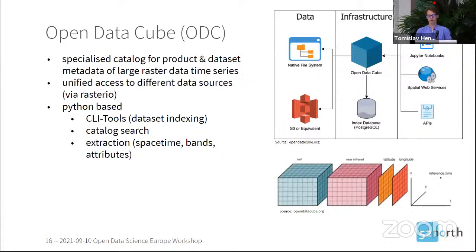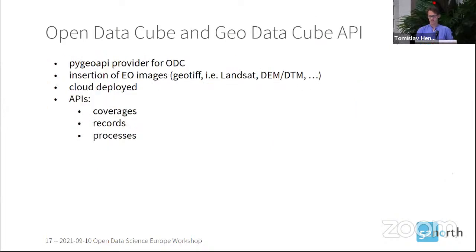And we also tried the open data cube, which worked well for a set of products. We have unified access to different data sources, combining the data cube, especially for GeoTIFFs, which we used, and this works pretty well. So we also provided a PyGeoAPI provider for the open data cube to make it easier to integrate the entire system, and inserted GeoTIFF data, digital elevation data, and so forth for a different project, not the marine project in the first place. We use a cloud deployment, which works pretty well, and now have the APIs, OGC APIs, coverages, records, and processes, which are available through pygeoapi here.